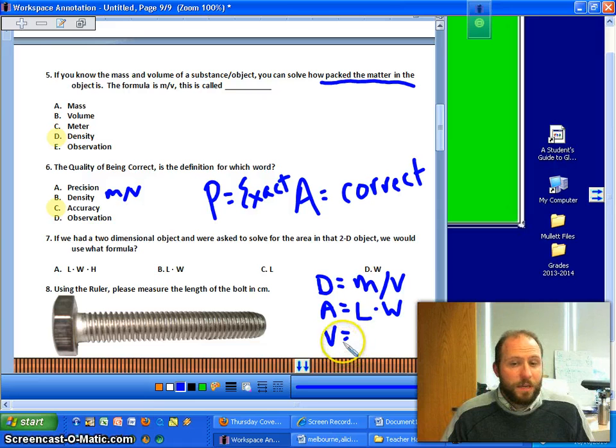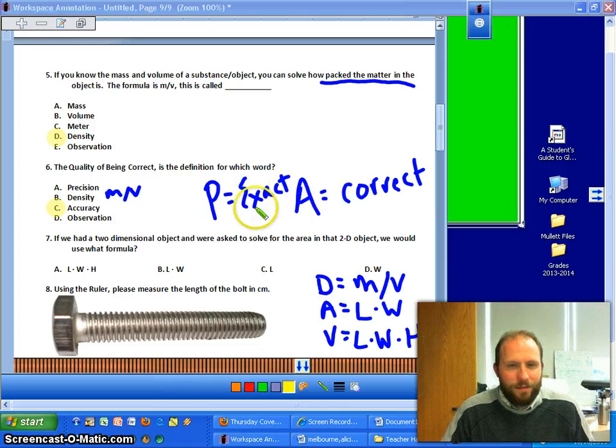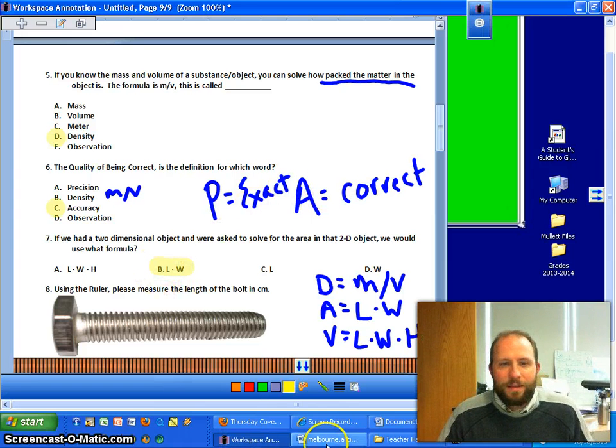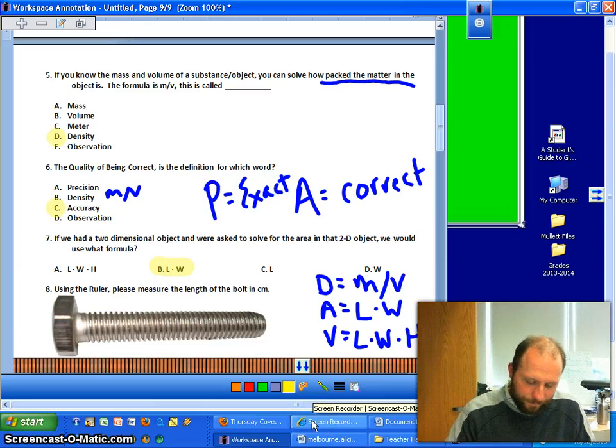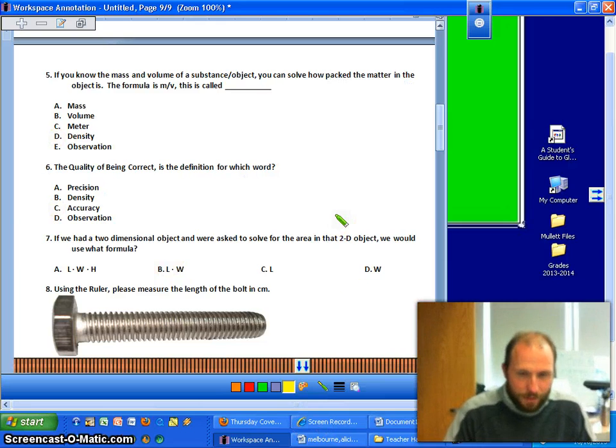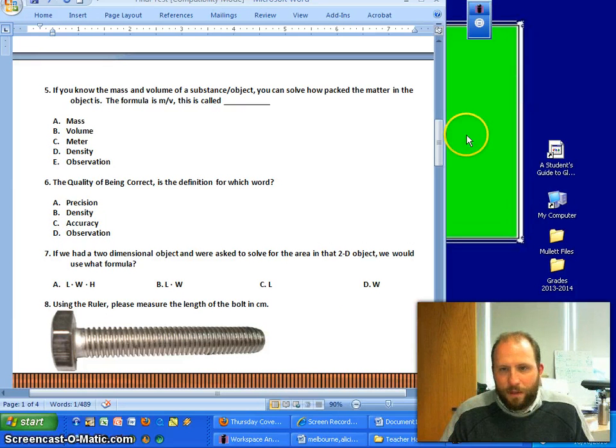Area, length times width. Excellent job. And volume, that's 3D: length times width times height. So our best answer is going to be, you got it, B. Length times width. Nice job. Alright, let's cruise on down to another part of the quiz here.